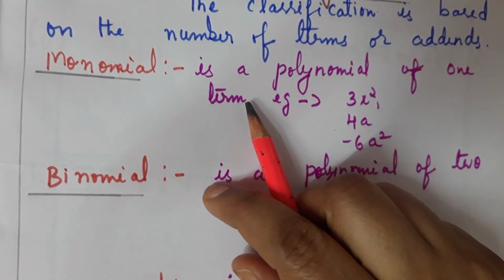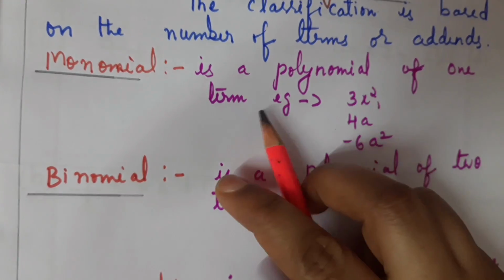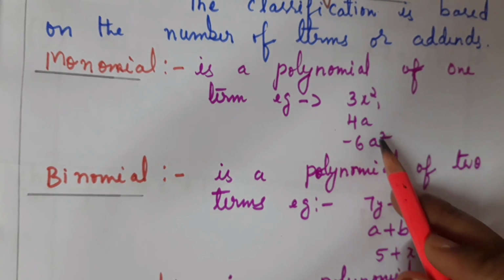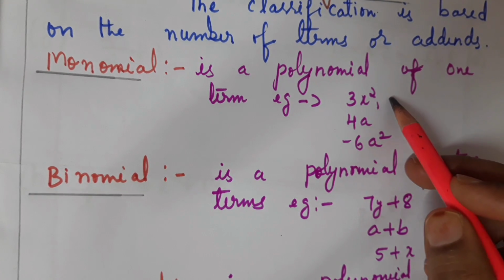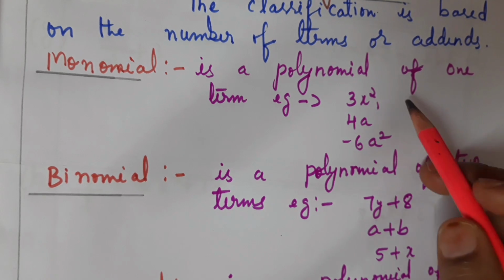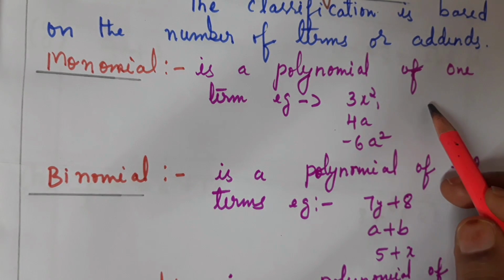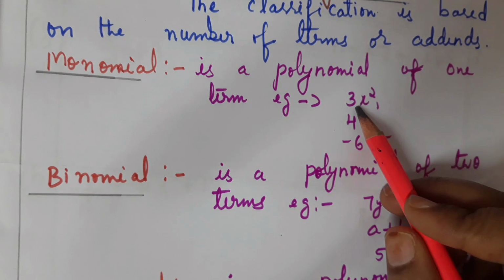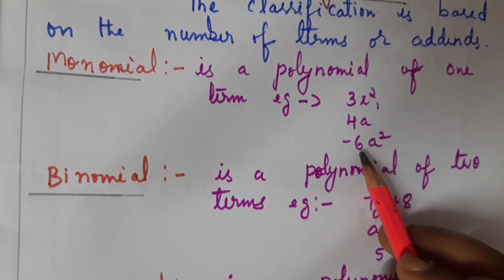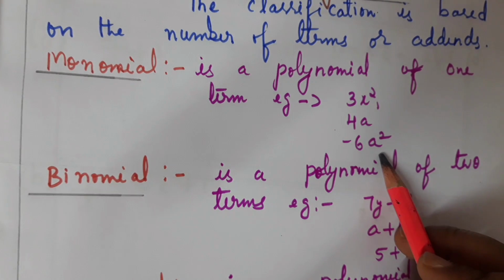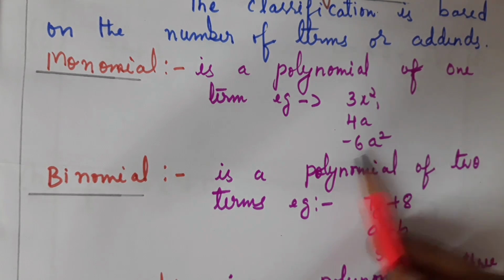Monomial means a polynomial of one term. Examples: 3x square, 4a, minus 6a square. These are one term. After that, no symbols, no plus or minus with another term. So only one term. 3x square is one term. 4a is one term. Minus 6a square is one term. So this is a polynomial of one term.